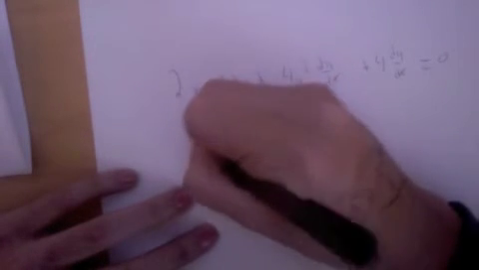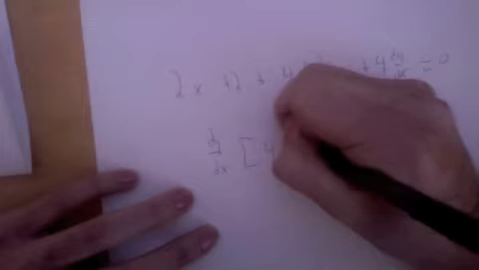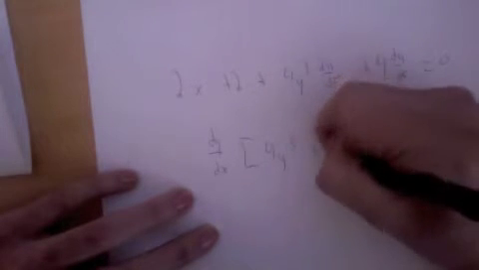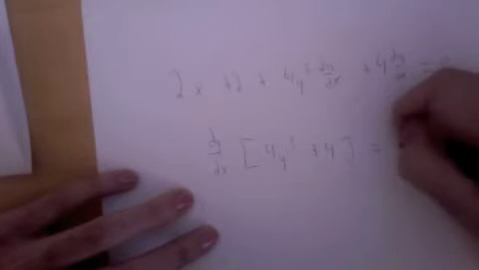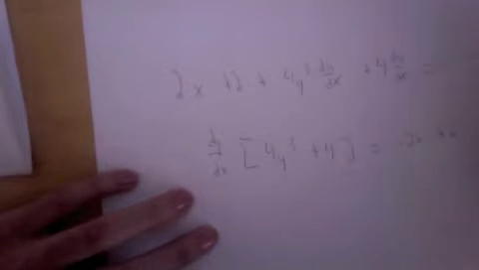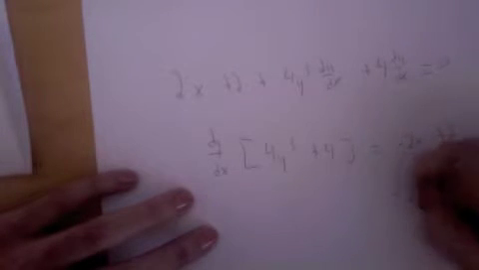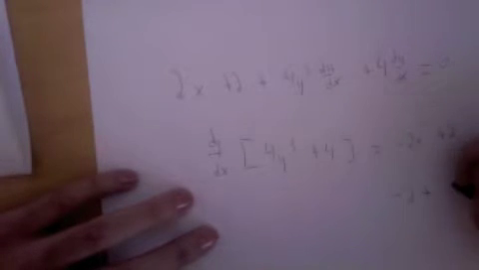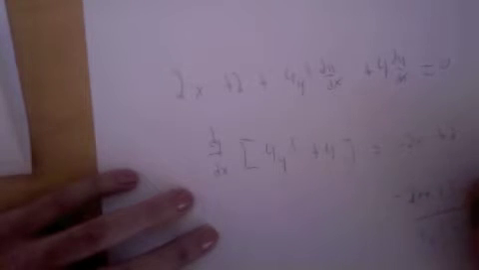Now let's take out the dy/dx's and group them together. So it's dy/dx times (4y to the third plus 4) equals negative 2x plus 2. Now let's go ahead and take out a negative 2. So then we get negative 2 times (x plus 1) all over 4y to the third plus 4.